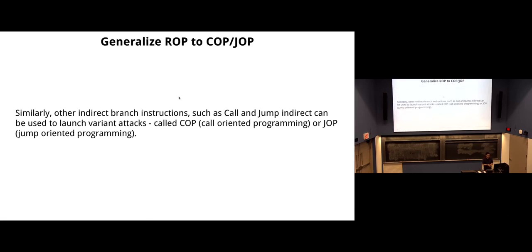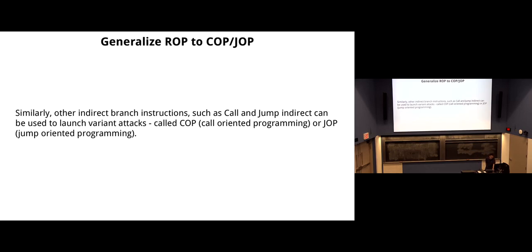Okay, so that's part of your homework this week. So you can see that in ROP, what we are doing is we are overwriting the return address. The attacker still tries to control the stack, overwrite a return address. So a return address is a code pointer. We keep using the word code pointer, okay?